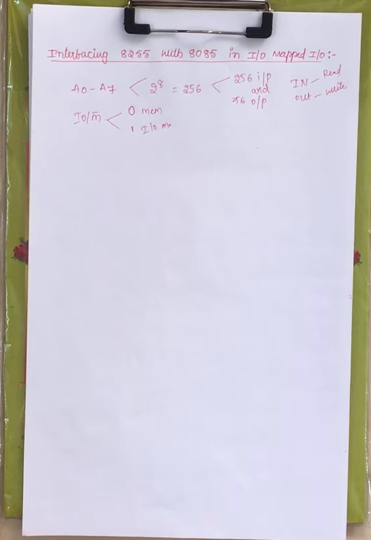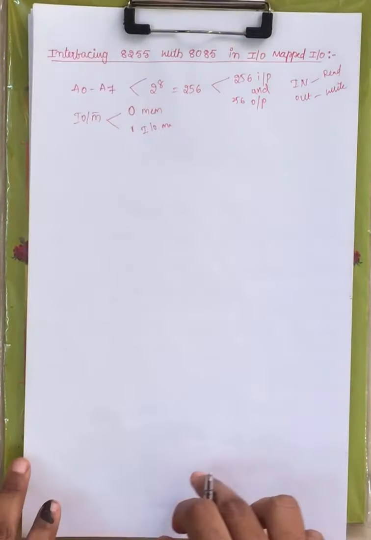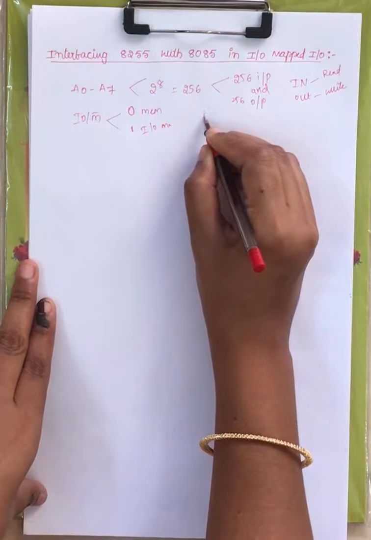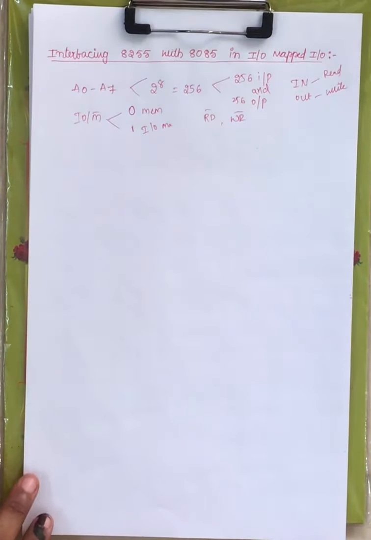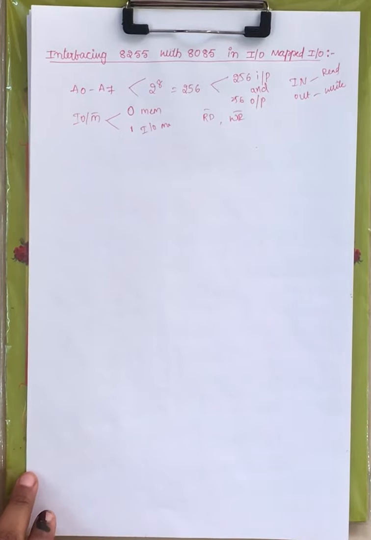Now here, since it is IO mapped IO, it is treated as logic 1. Anyhow, we will use the read signal and also the write signal. You can use the read signal for reading the data and the write signal for writing the data. Now this is the brief description.